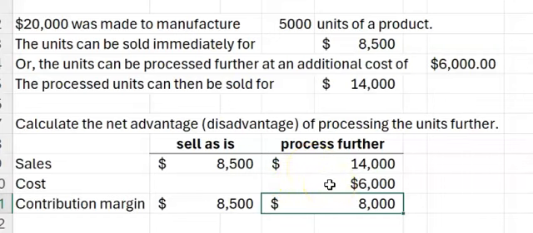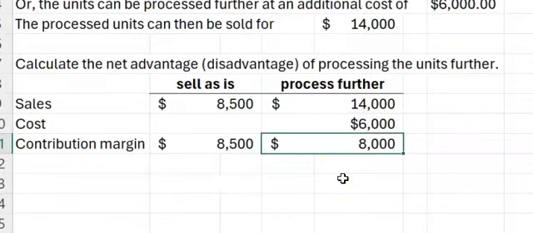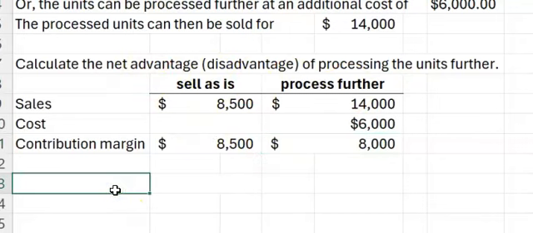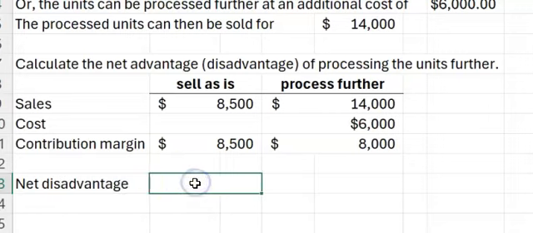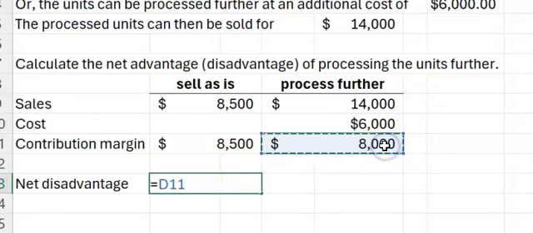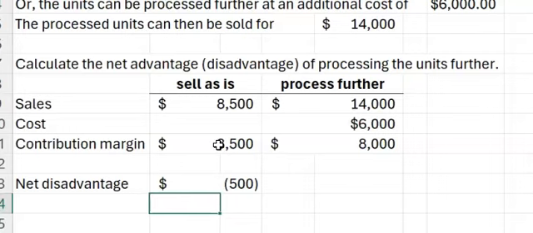So we're going to spend more money than we're going to increase the revenue, right? $6,000 to get $5,500. So our decision would be to sell it as is, because if we process it further, we're going to be at a net disadvantage because we will lose $500. The difference between processing further and selling as is will be a net disadvantage.